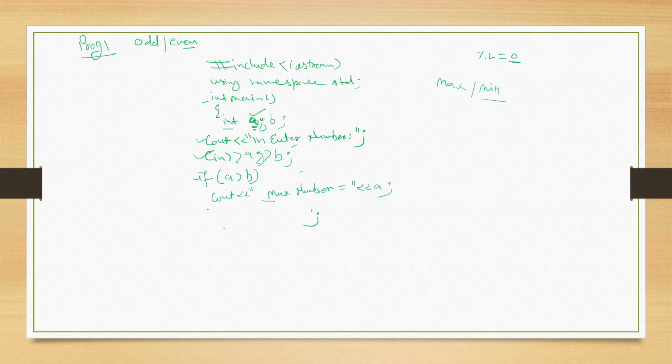Else, if this condition is false, then the else part will be executed, this part. Here the output is "the maximum number is equal to" b, and then return 0, successful termination, and then close main.